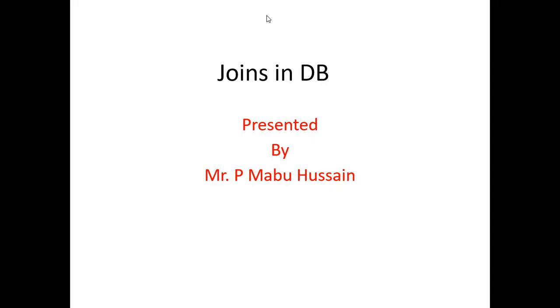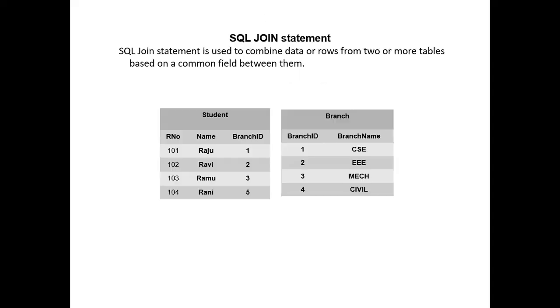Here in this video, we are going to discuss what joins are in a database. So a join is a statement in SQL which we use for combining two or more tables, and these two or more tables can be combined based on one common field between them.